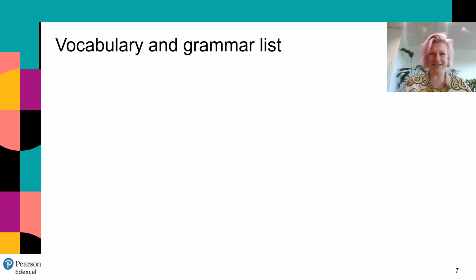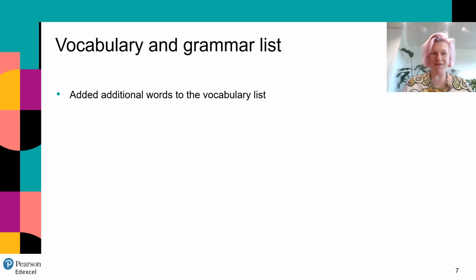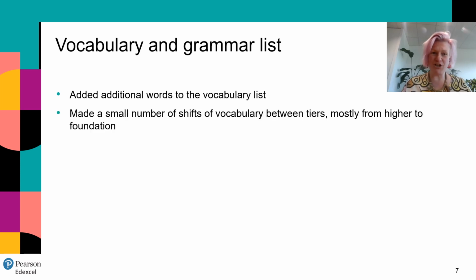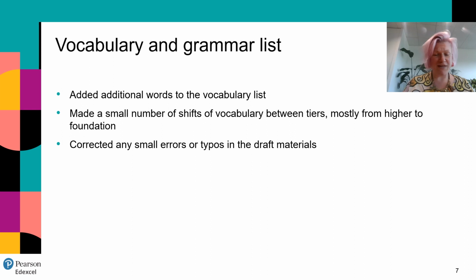As we've moved through the accreditation process, we have added some more words to the vocabulary list. And we've done that where we identified that there were some useful words that hadn't been included. But the total number of words is still 1,200 for the foundation tier and 1,700 for the higher tier. There's also been a few other small changes, such as vocab items moving from one tier to another, mostly from the higher tier to the foundation tier list, and also corrections for things like any small errors or typos in the draft materials.